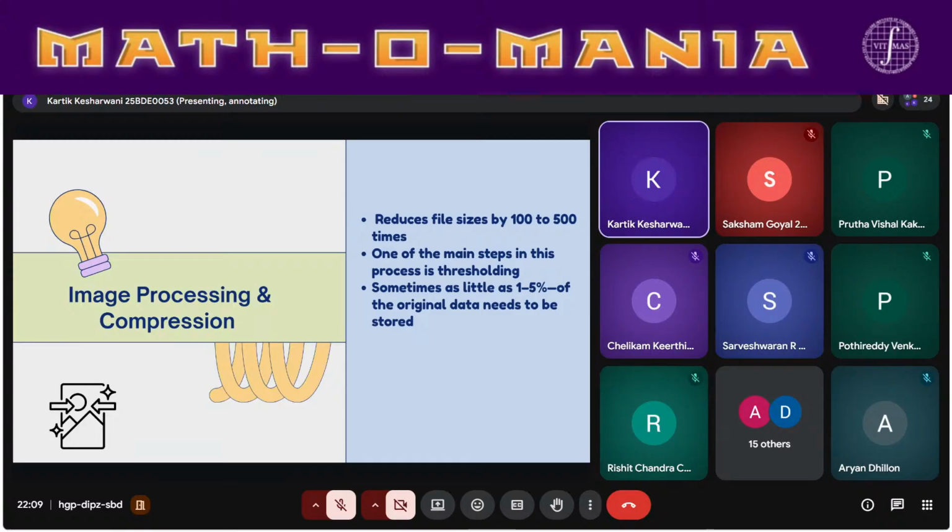It enables very high compression ratios, sometimes reducing file size by 100 to 500 times, while still maintaining a visually acceptable image. It is particularly effective for images with smooth gradients and large uniform regions, where most of the information lies in low frequency components.